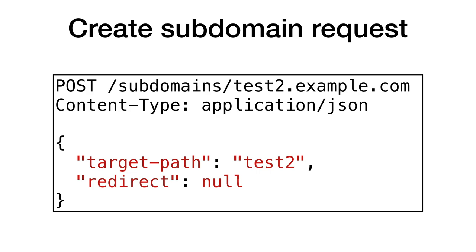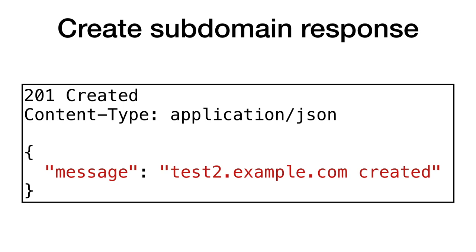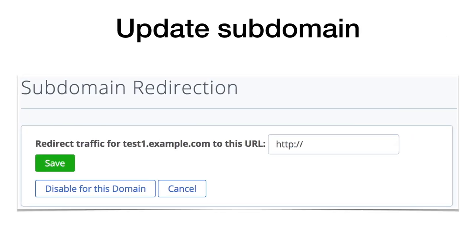This is the request. The response might look something like this. With the view subdomain response, there are two aspects about this response that make it not quite fully RESTful that we'll talk about later. But this is a good start. We see the 201 created status code and a little feedback message. And here is the user interface for updating the redirection URL.